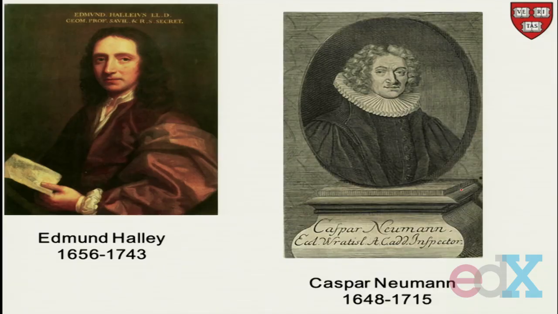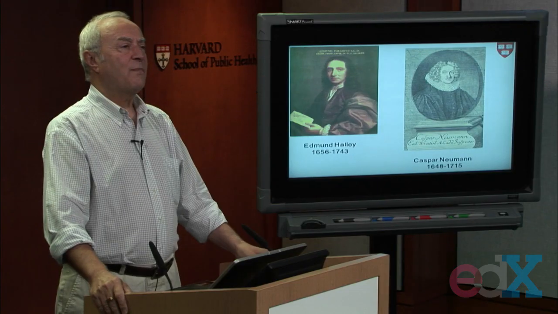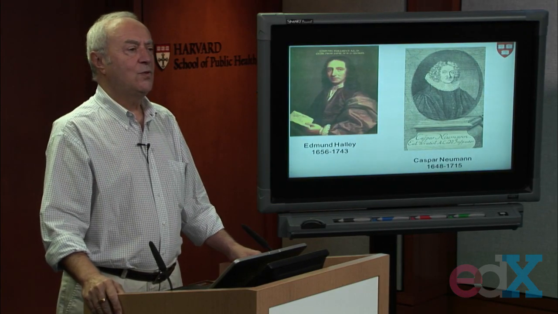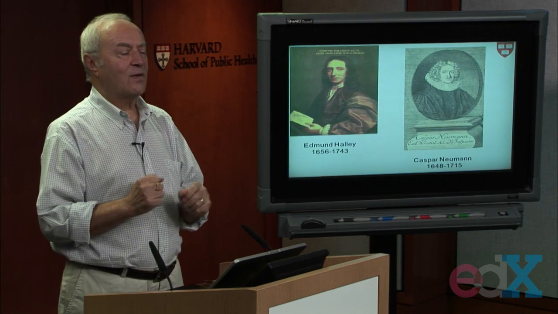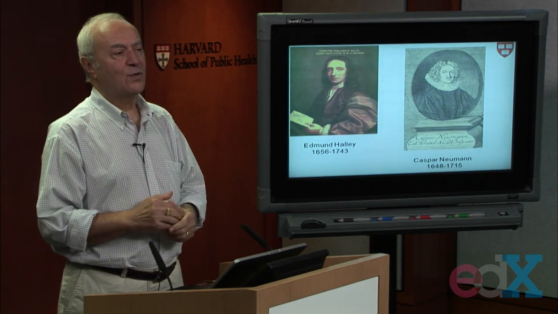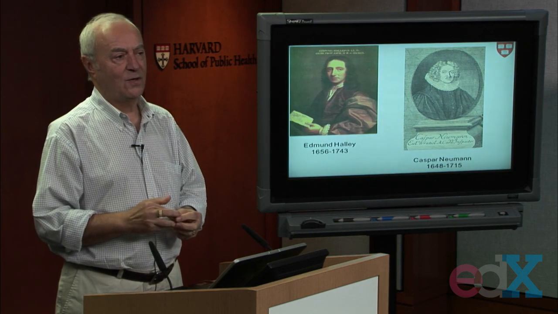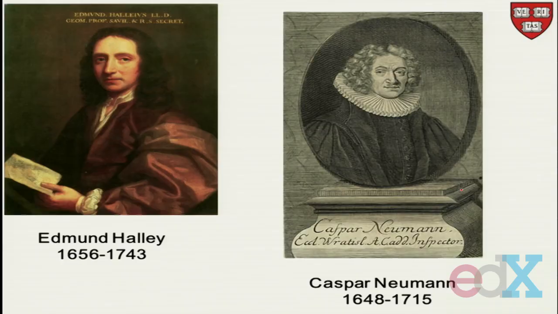He of Comet fame. He actually wrote 2 papers in statistical methods, probability, whatever you want to call it, at the end of the 17th century. And he was approached to tackle this problem of how to construct these curves. And the reason why he was approached is that somebody by the name of Caspar Neumann had been collecting some fascinating data.